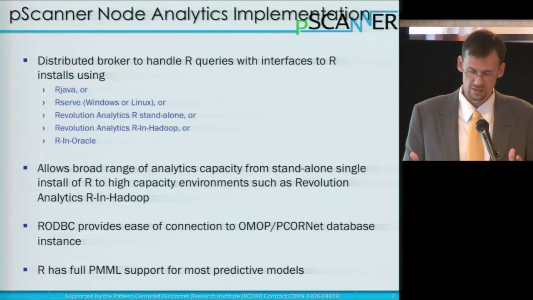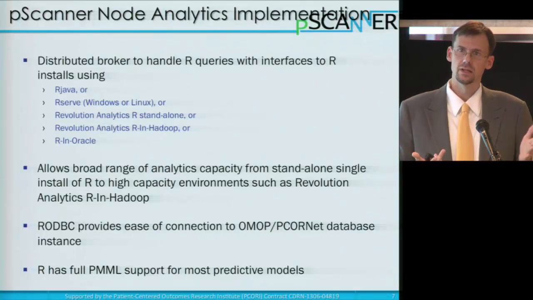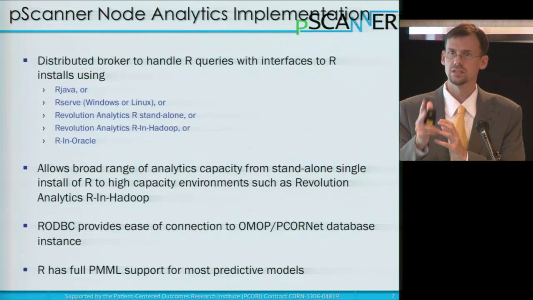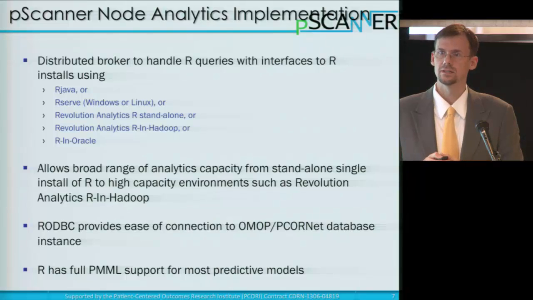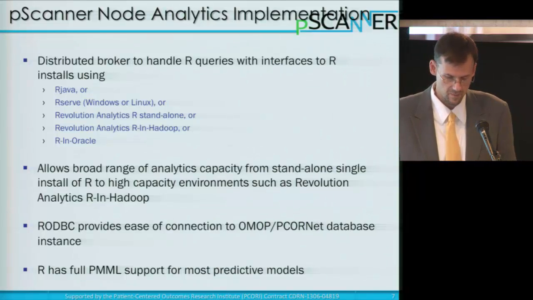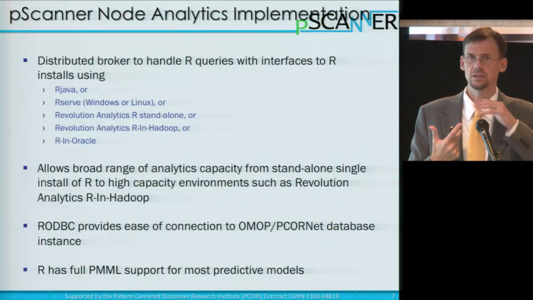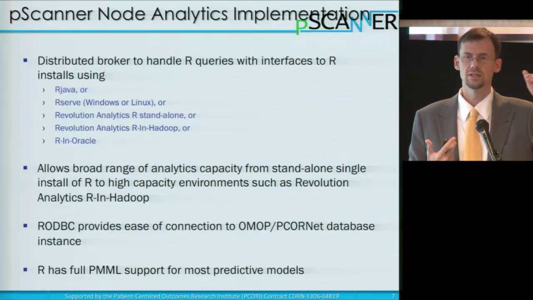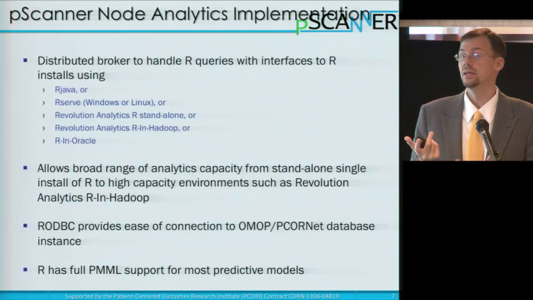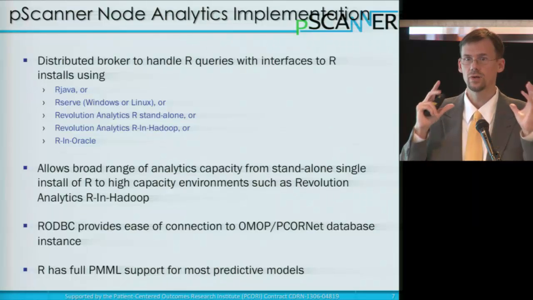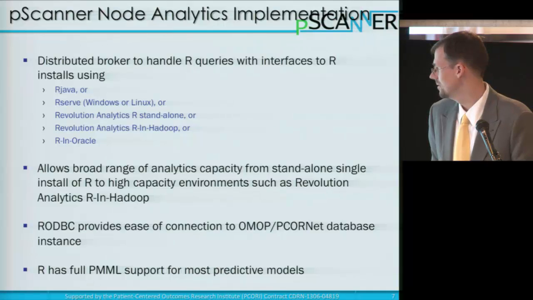The purpose of this is to allow a broad range of analytics capacity at the node level, from relatively serial single requests at a time to potentially 5 or 10 concurrent analytics requests at the same time. Initially we're going to be using RODBC connectors to pass the analytics request in through R, and then R directly connects to the database at the node to reduce transit time and processing time, bringing the computation to the data, as is an emerging theme for the talk.